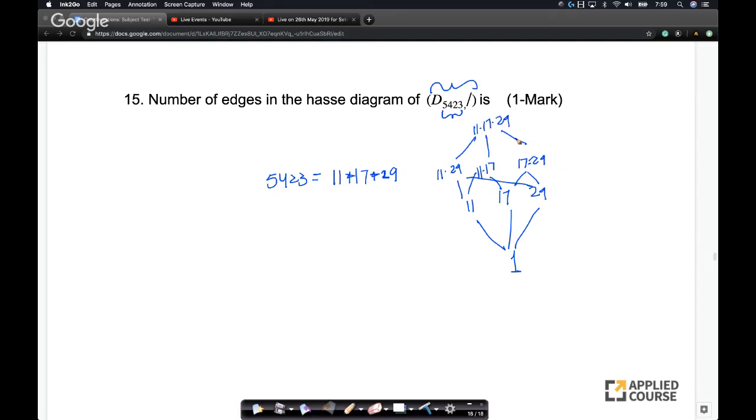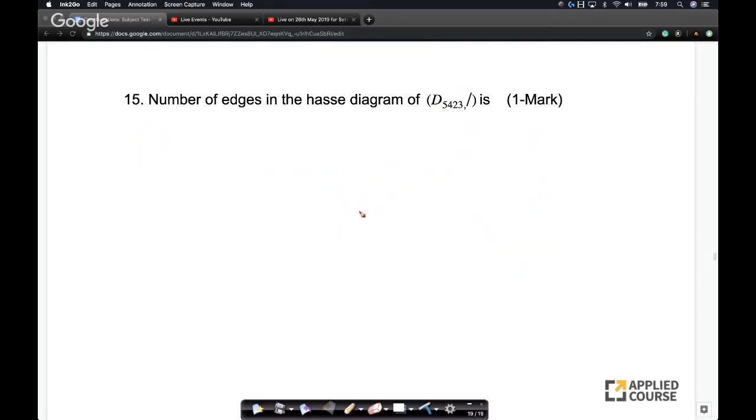Okay, now let's count how many. This is what your Hasse diagram looks like. 1, 2, 3, 4, 5, 6, 7, 8, 9, 10, 11, 12. So there are 12 edges in this Hasse diagram. It's very simple to draw this Hasse diagram actually. Of course, the challenge here is to come up with this prime factorization. But the moment you come up with this prime factorization, drawing this is straightforward. So now let's go to the next question.